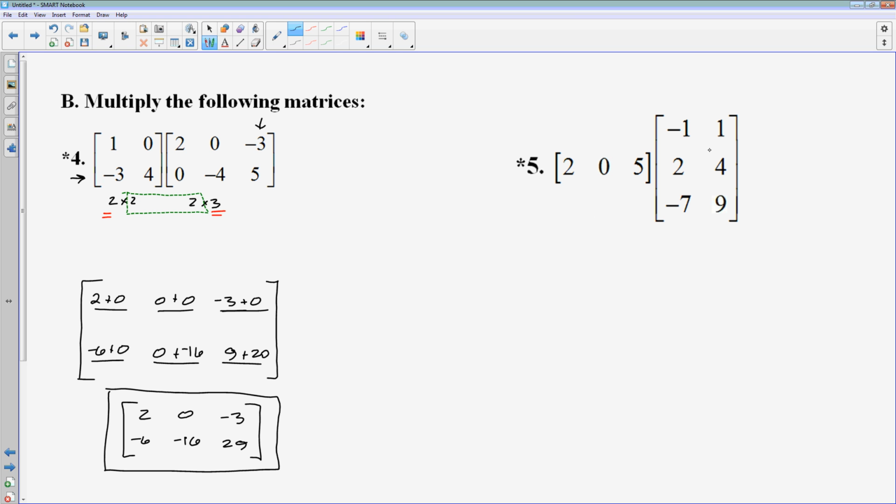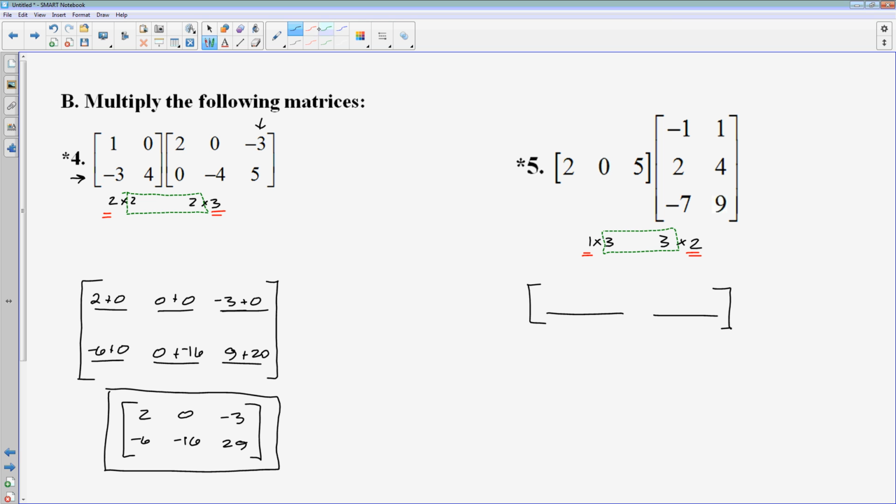Number 5 is going to be the same thing. This is a 1-row, 3-column. So we have a 1 by 3, and then we're multiplying it by a 3-row and 2-column. Middle two numbers match. That means we can multiply. And my answer is going to be a 1 by 2 matrix, pretty small matrix. So I need 1 row and 2 columns. So my answer is just going to be real nice and clean. 1 row, 2 columns.